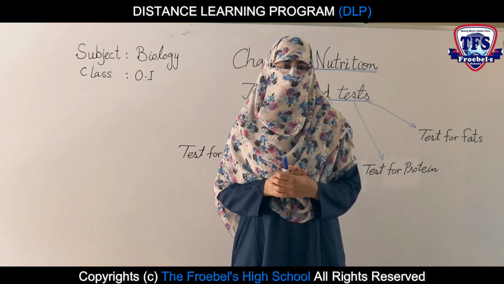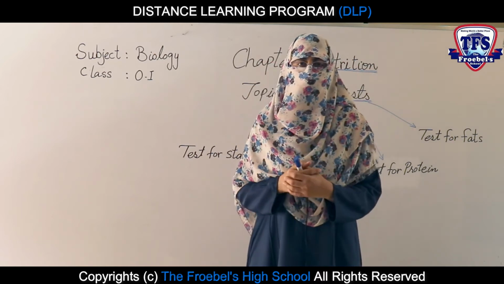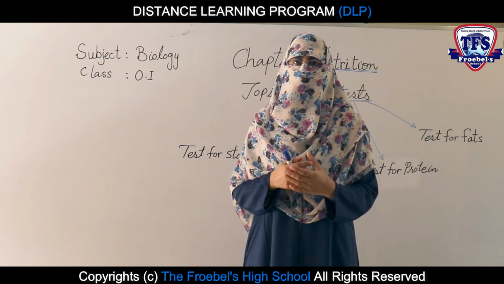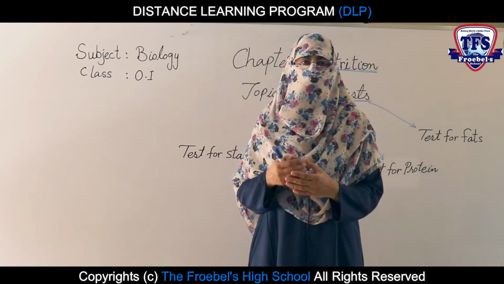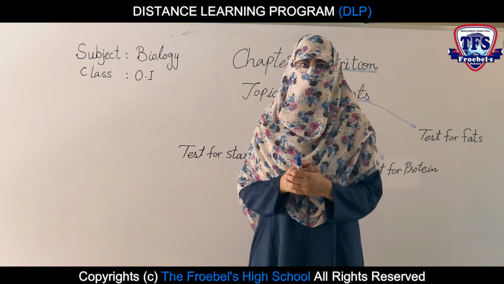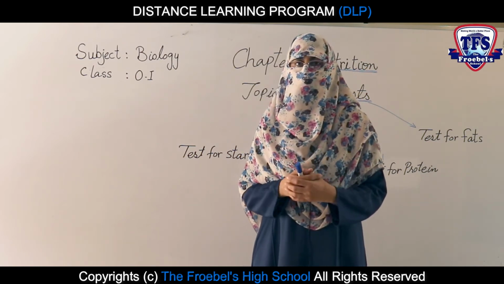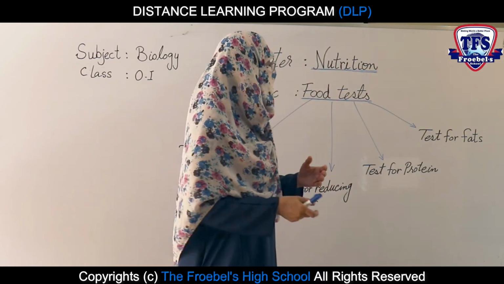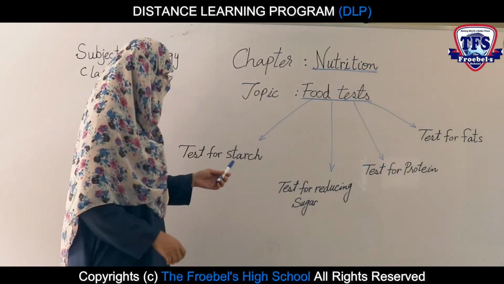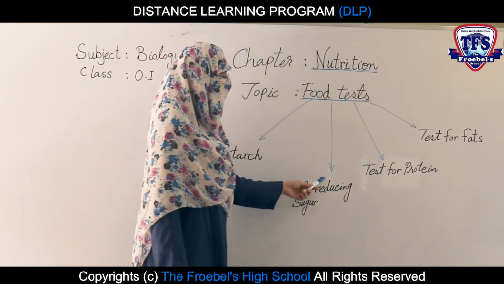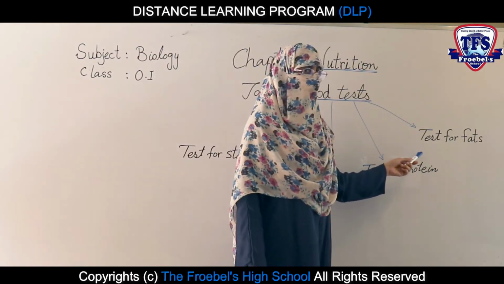Okay, so if we have different samples of food, we don't know which component of food is present in these samples. There are different tests. So today we are going to study about the food test. How can we confirm and check the presence of these components of food? Out of many, there are 4 food tests in your syllabus: test for starch, test for reducing sugar, test for protein, test for fat.